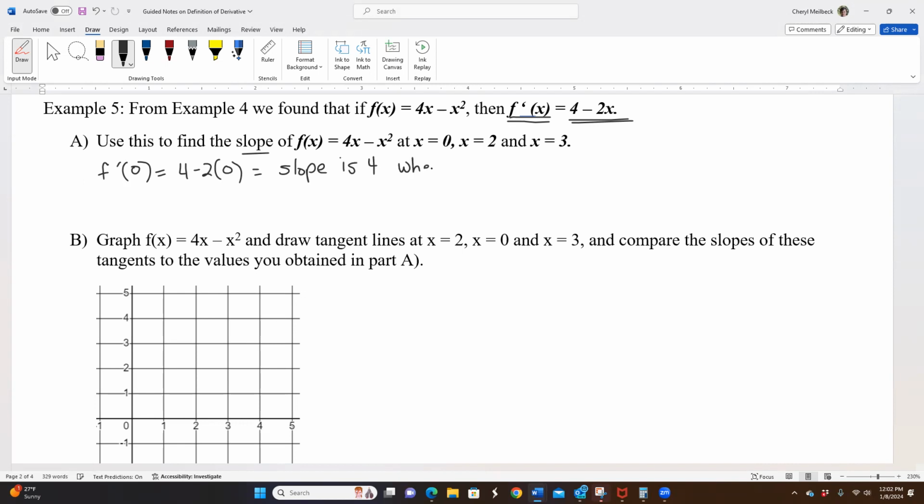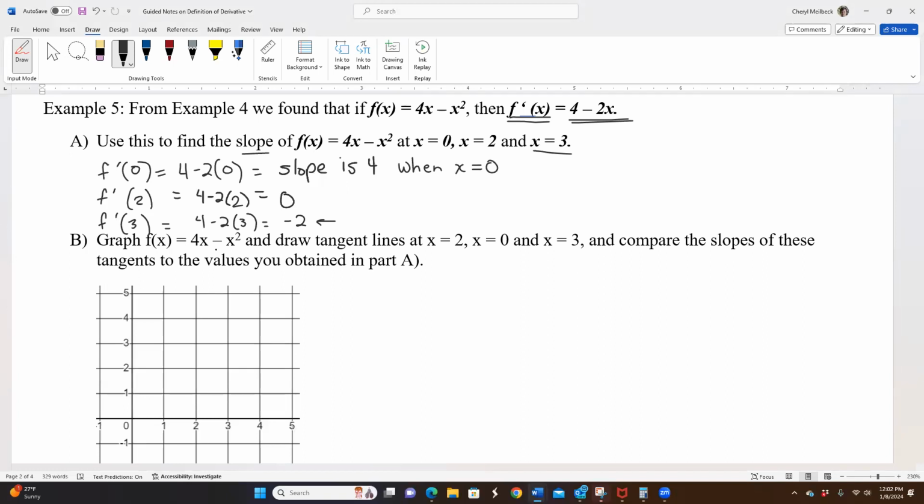When x equals 0. Then we'll do the same with 2 and 3. So f prime of 2 would be 4 minus 2 times 2, which will give us, oops, that's just 2 times 2. Substituting 2 into this function, which will be 0. So the slope is 0 when x equals 2. For 3, we have 4 minus 2 times 3, which is 4 minus 6, or negative 2. So that means negative 2 is the slope when x equals 3.